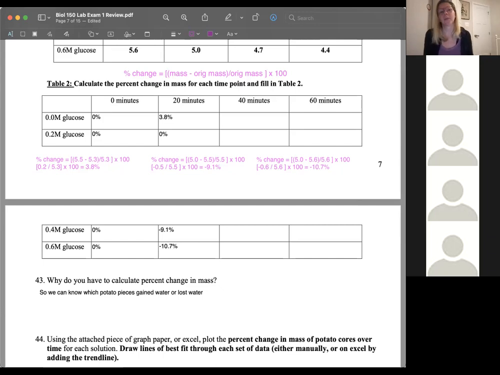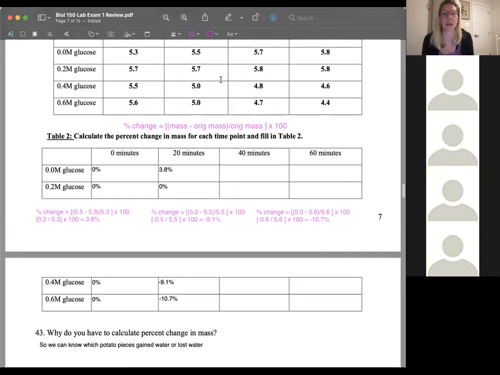Okay. Well, I mean, if we look at the mass data, that can also tell us which ones lost water or gained water. So what is the benefit then of calculating these percents here? Hypotonic or isotonic. So yeah, knowing which ones gained or lost water can tell us the tonicity.